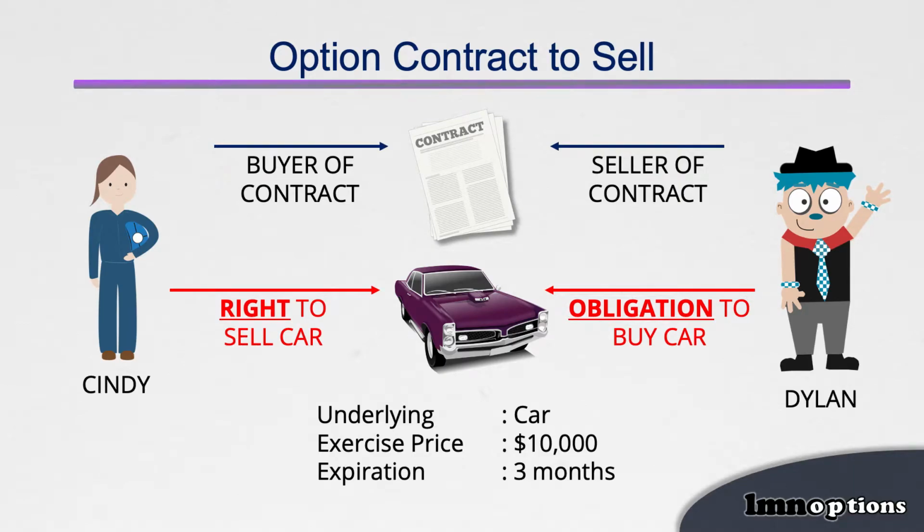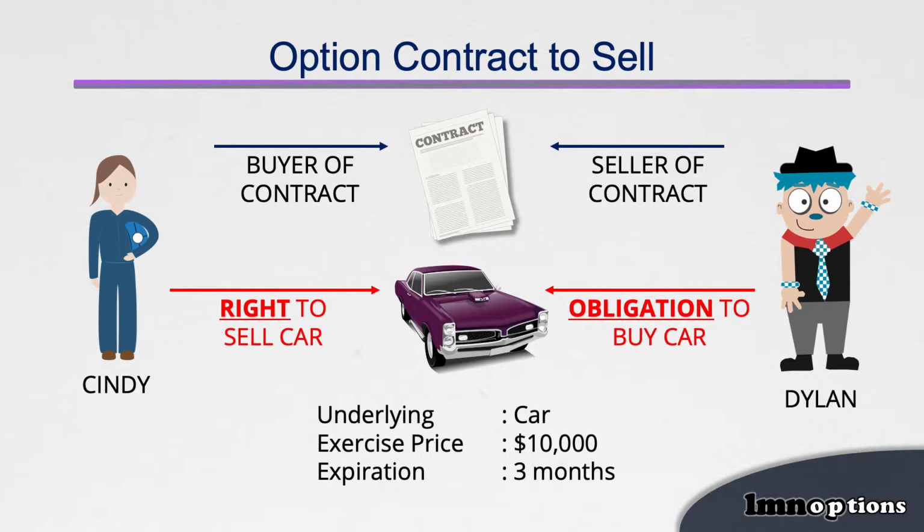In the first video, we also had another example, which was an option contract to sell a car. In this example, we have Cindy, who is the buyer of the option contract to sell. As the buyer, Cindy has the right to sell the underlying, which is the car, at the exercise price of $10,000, and this contract has an expiration period of 3 months.